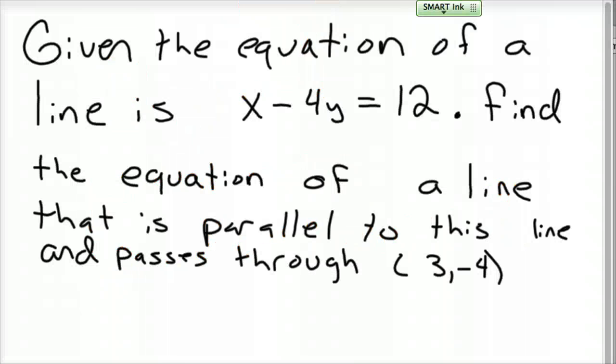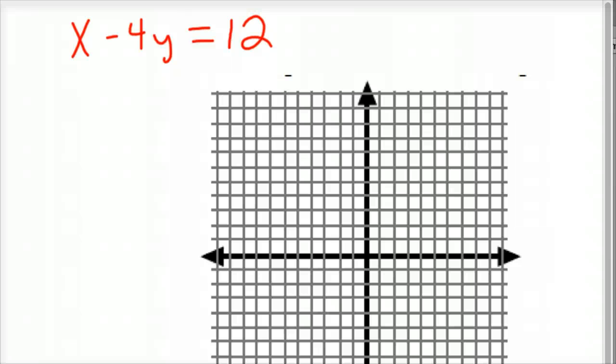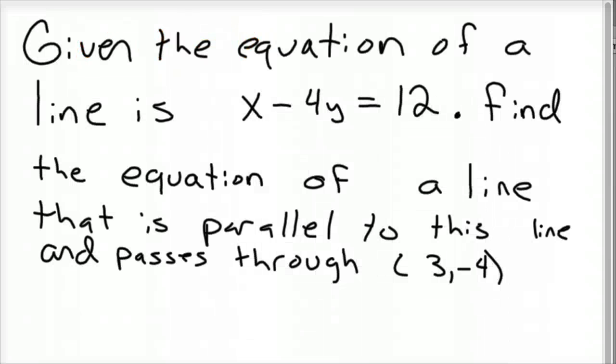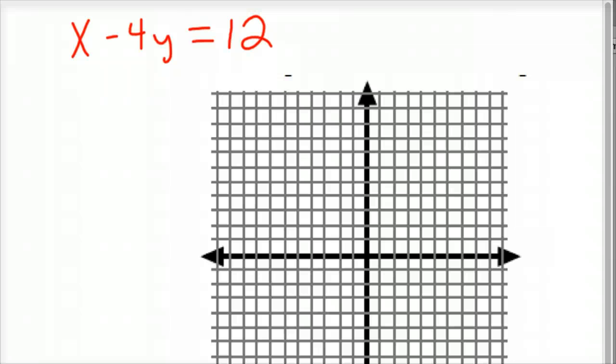So here's another problem. Given the equation of a line that's x minus 4y equals 12, find the equation of the line that is parallel to this line and passes through the point 3, negative 4. I'm going to show you graphically first, because I think that's important to be able to graph it. And so there's my equation. I need to get my point, 3, negative 4. So let me graph that point first. 1, 2, 3, 1, 2, 3, 4.